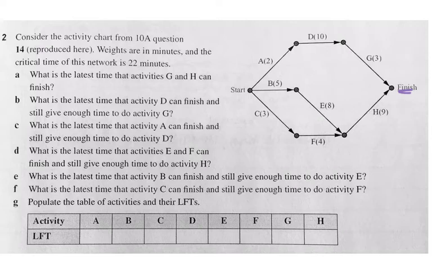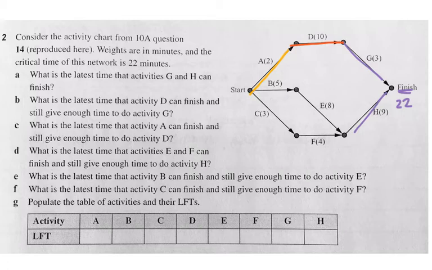For example, part A is what is the latest time that the activities G and H can finish. So it's talking about finding the latest times from here. If we're going to say that's 22, we're going to do a backward scan. Part B says what is the latest time that activity D can finish and still give enough time to do activity G. So all it's saying is talking about the latest finish time for that particular activity. Part C is then saying what is the latest time that activity A can finish and still give enough time to do activity D. So it's asking about finding the latest finish time for this one, and so on.